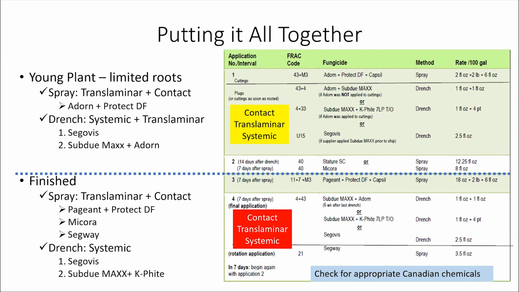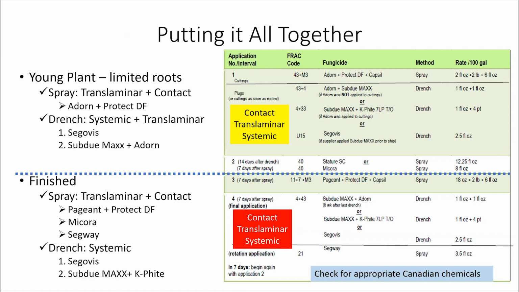Then as we get to the end of the cycle before we're moving it on to finish, probably your most effective chemical is Segovis as a drench. That has been shown to give you longer term control, so that you're protecting yourself beyond 7 days quite effectively. And if you don't have Segovis, make sure that you're using something like Subdue Max plus Adorn again. You could be using Mycora in there as a spray if you wanted to. For the Canadians, Segovis is not labeled, so you're going to have to use something like Subdue Max plus Adorn.